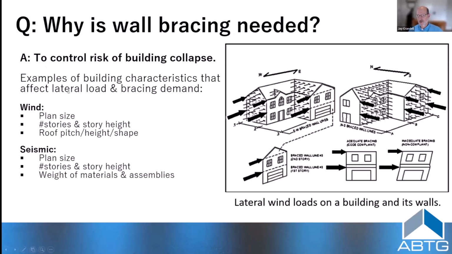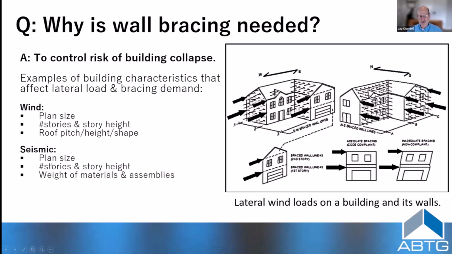Some examples of the characteristics of a building that factor into how much bracing you need to resist a load: the plan size, the number of stories and story height of the building are going to affect both wind and seismic load on a given story level. The roof pitch and height and shape will affect the wind load on the building. There's actually an optimal roof slope aerodynamically that would minimize lateral loads. But if you go too low a slope, then you increase your uplift load. So there's sort of an art to building configuration and minimizing your structural loads as a means to be more efficient in your building construction.